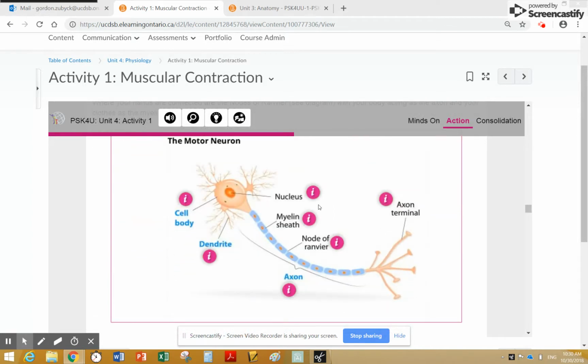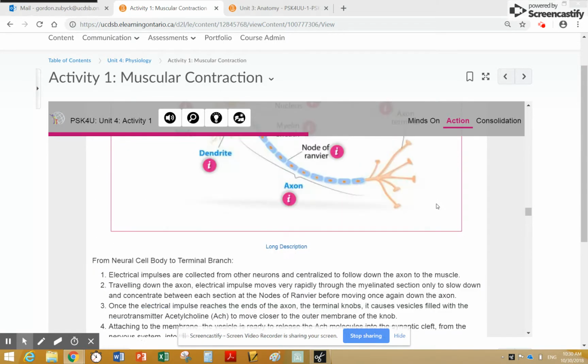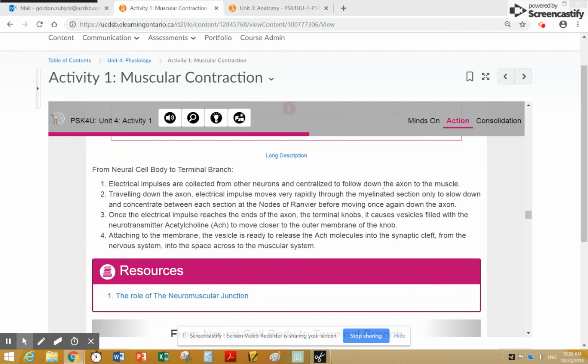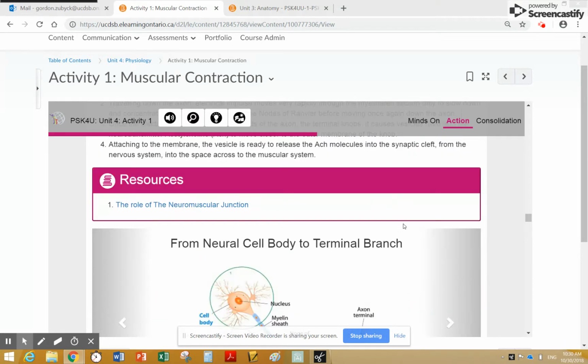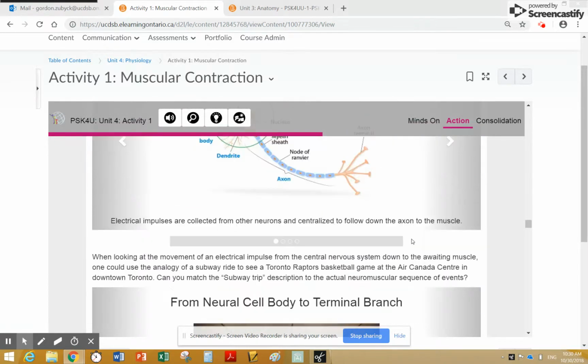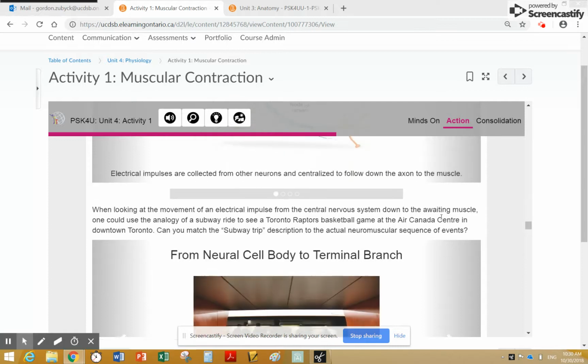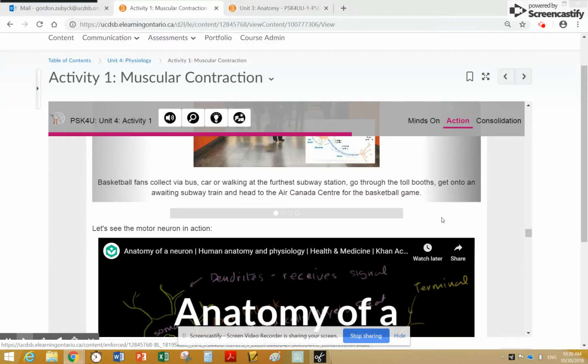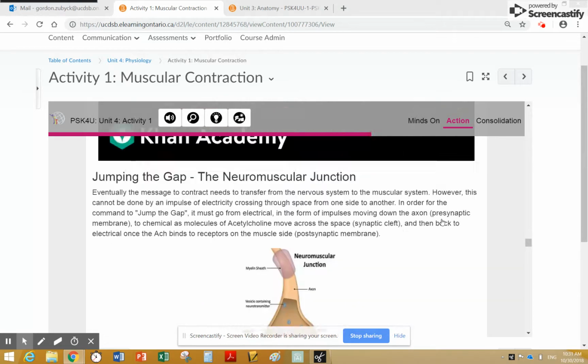This interactive here will help you out with giving you information about what each part of the motor neuron does, what its function is, and how this all plays out and how this all works. Some of this information is important for the final exam, as there will be a question related to this on the final exam. So again, going through, talking about all the different components and how it works and giving you some other things to compare it to.